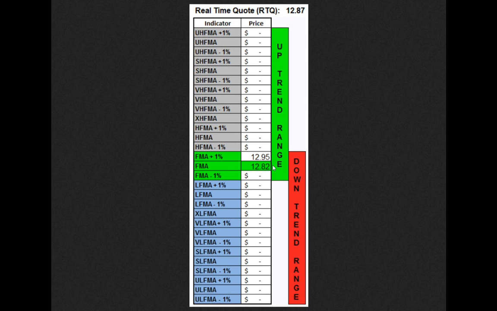The FMA price indicator scale is used to identify which FMA stock rating indicator label is greater than or equal to the real-time quote RTQ price. The price values for FMA and FMA plus 1% are displayed to demonstrate how the algorithm displays its FMA data.